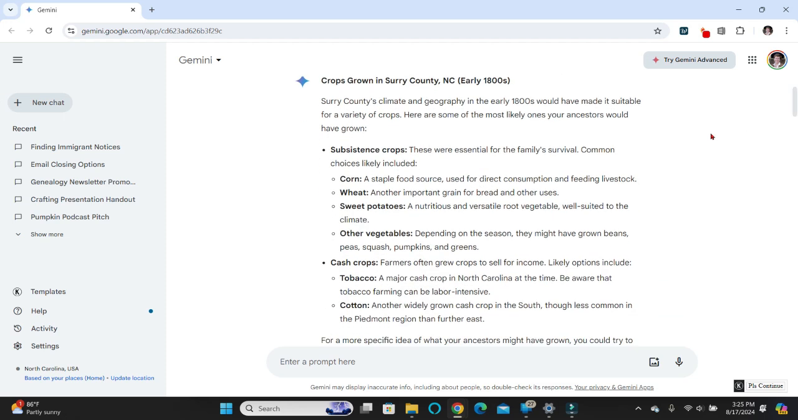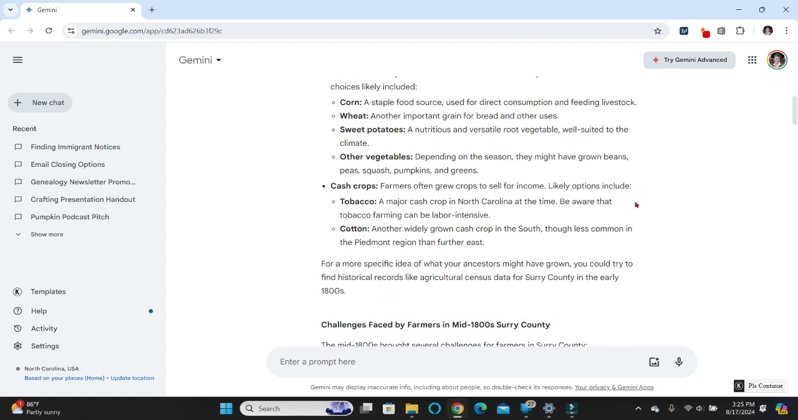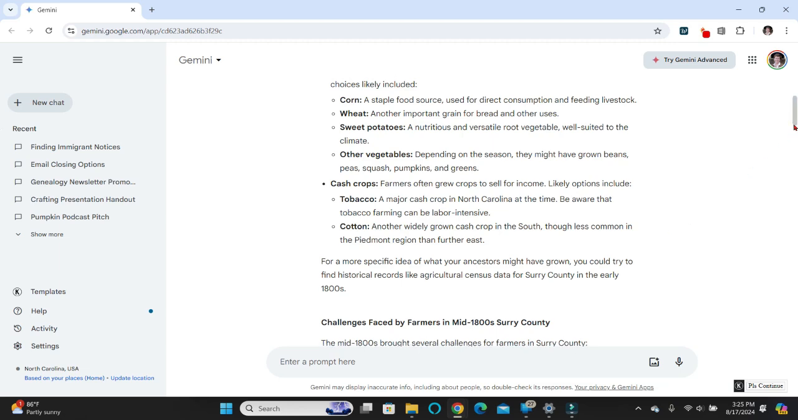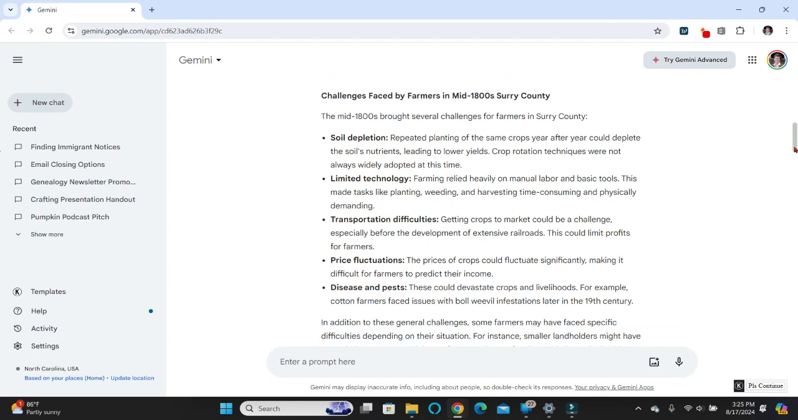So it tells me the crops that were grown. We had a lot of subsistence crops, corn, wheat, sweet potatoes, that type of thing. Cash crops, this is what they might have been making to sell, all very consistent from what I know about the area and from what oral history tells me. And then it comes down here and tells me there are a lot of challenges that would have been faced. A lot of these are farming things that maybe it's just helping me understand that, boy, being a farmer in the foothills of North Carolina, it's tough. Soil depletion, limited technology, obviously, transportation difficulties, price fluctuation, those kinds of things.